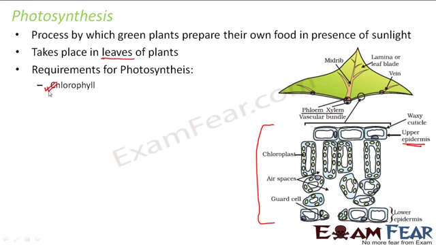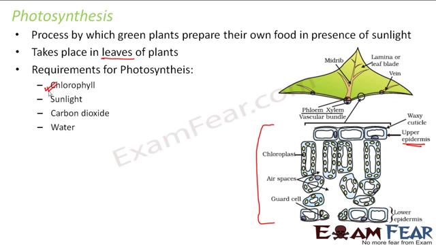So even if you observe a leaf under a microscope, you would see that there are some green patches on the leaves. Those green patches are nothing but the presence of chlorophyll. So chlorophyll is one important requirement for performing photosynthesis. Next is sunlight, carbon dioxide and water. Now how do plants get each of these things? Chlorophyll is already present in plant leaves, so they do not need to get it from outside. Sunlight is anyways naturally available to the plants.